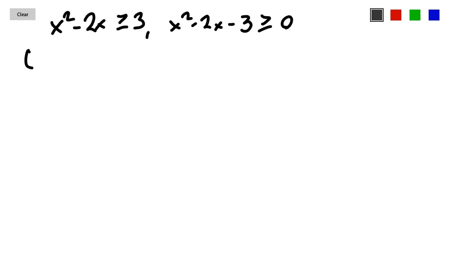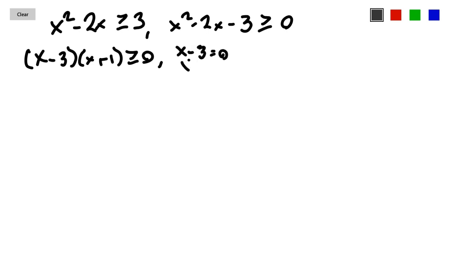And this one is going to factor as x minus 3 times x plus 1 is greater than or equal to 0. And then to find the hypothetical zeros, I have x minus 3 is equal to 0, and x plus 1 is equal to 0, giving me x is equal to 3 and x is equal to negative 1. So normally, if this was an equation, we would be done, and we've already solved it. But since this is an inequality, we have intervals of values that x can take on to satisfy it.